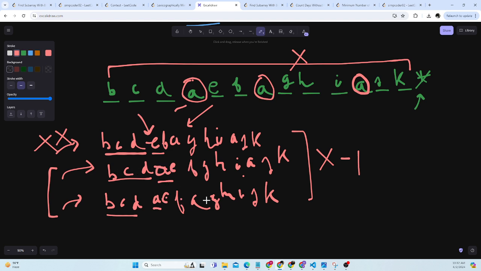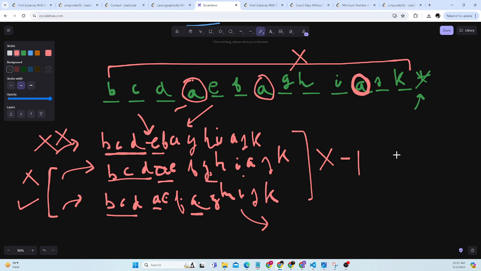Then E came, F came, and then A and G. A and G were compared. We see that this A and this G. So this was also not, and this was the lexicographically smallest string. And this string was the result of removing the rightmost A.